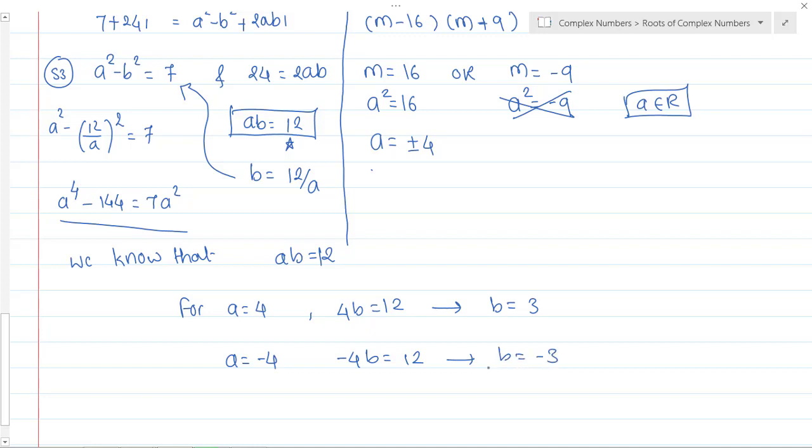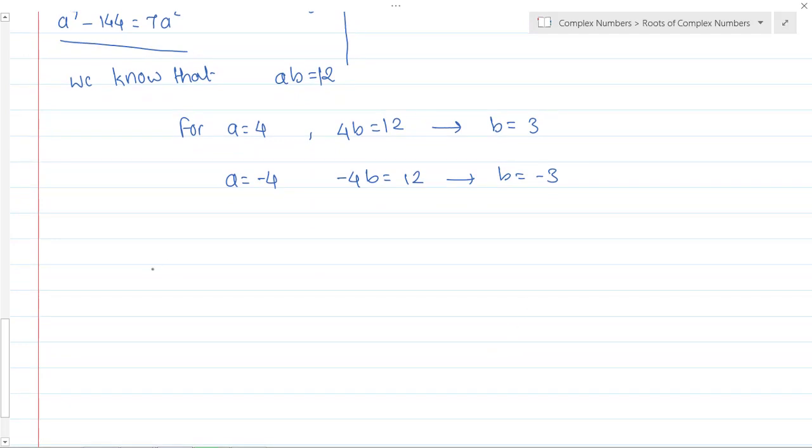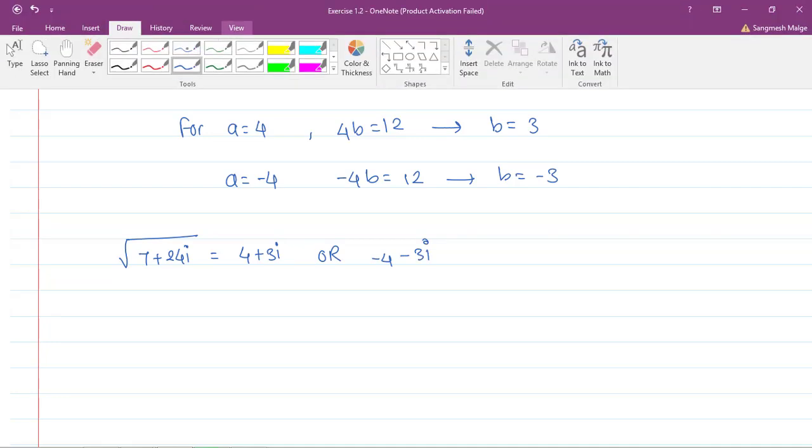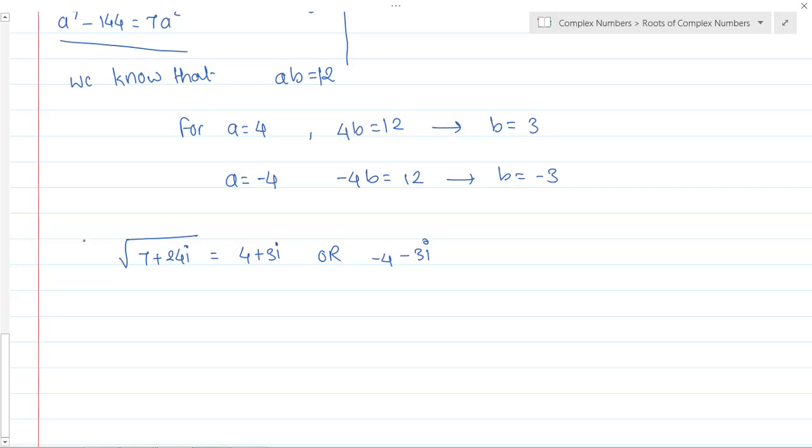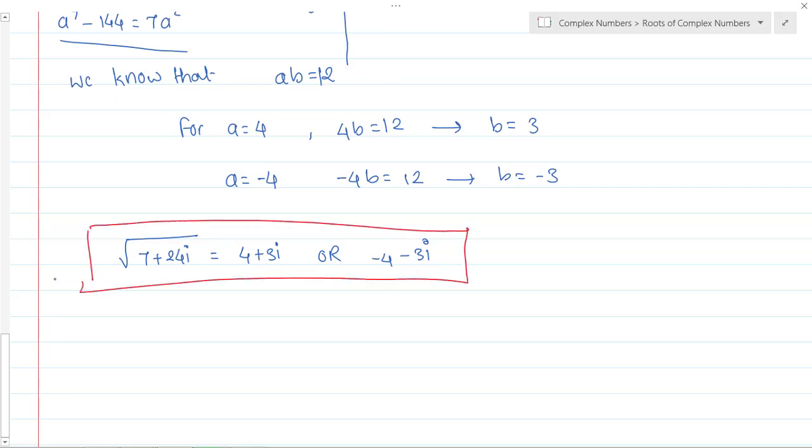Perfect. So tell me what will be the answer for the given question then. The square root of 7 plus 24i equals 4 plus 3i or minus 4 minus 3i. So this is my answer for this question. See, when you go step by step, your question becomes very simple. Perfect. Now let's see the next question.